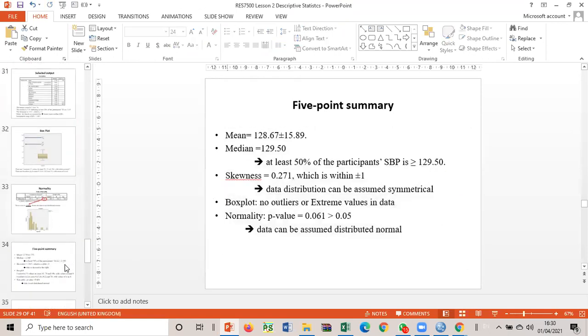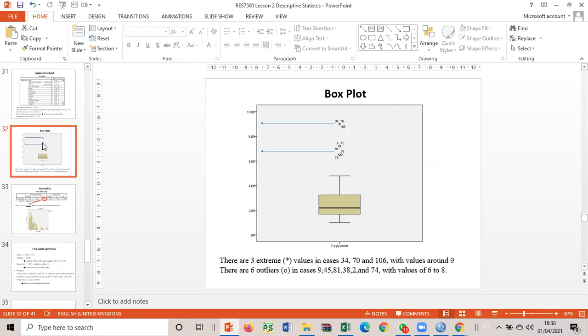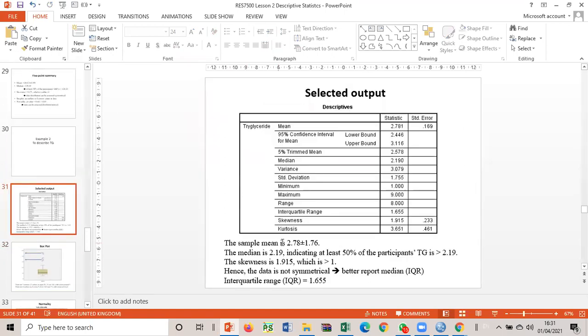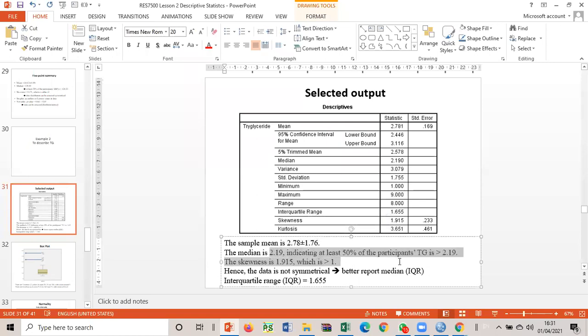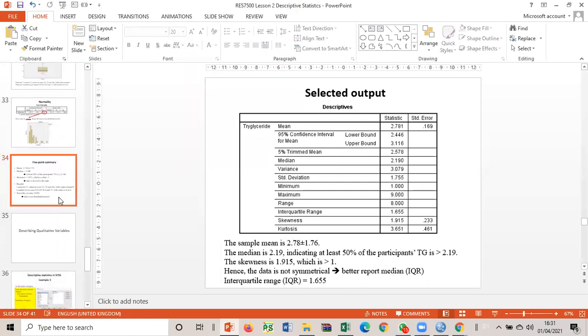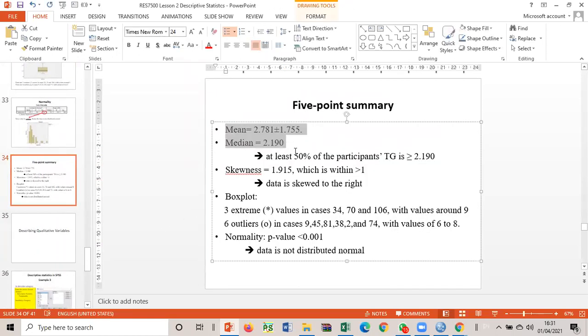Look at the second example. That's my mean, that's my median, that is skewness. So what does it mean here? Is the skewness more than one? Yes. That means the data is not symmetrical. The data is skewed. That means the 2.781 is not close to this value. They're far apart.